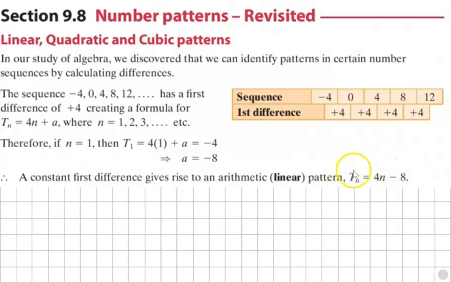Don't mix this up with the function. This is not the function of this sequence. The function of this sequence would be f of x equals 4x minus 4, where the 4 is the slope, the number stuck on to the x, the coefficient of x. So the first difference will give us the slope of the line. And term 1 is our y-intercept. So this line will cross the y-axis at -4.